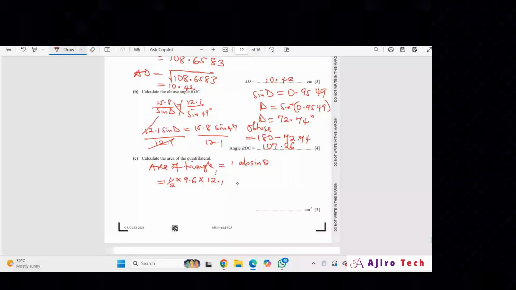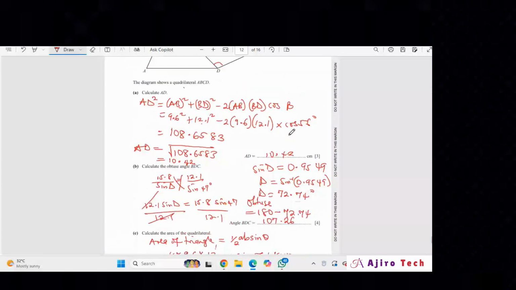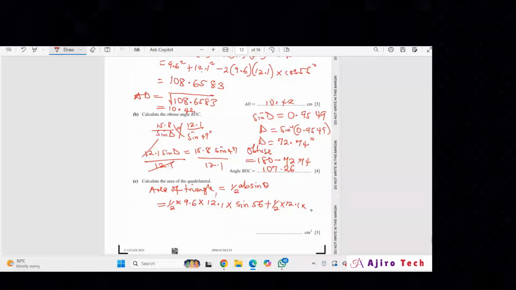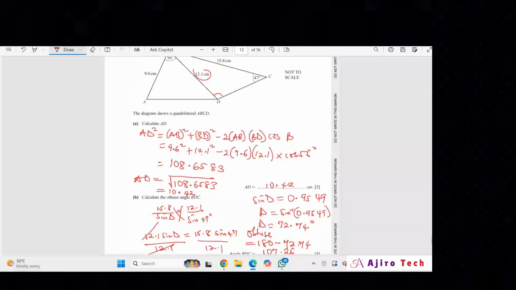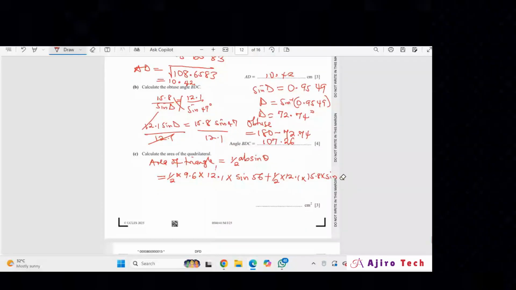So let's continue. Here is going to be 1/2 times 9.6 times 12.1 times sine theta. And that angle is sine 56. Plus 1/2 times the other side, 12.1, times the other one, 15.8, times sine of the angle there, which is 47, sine 47.